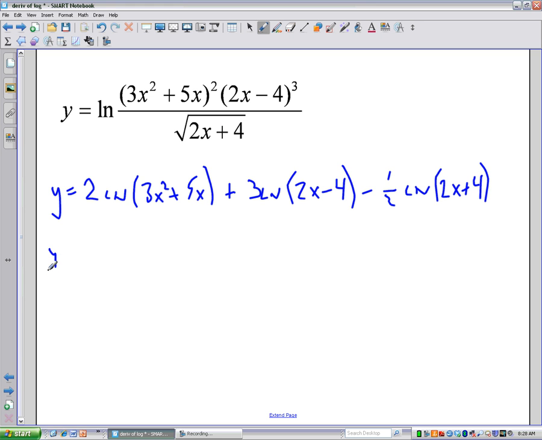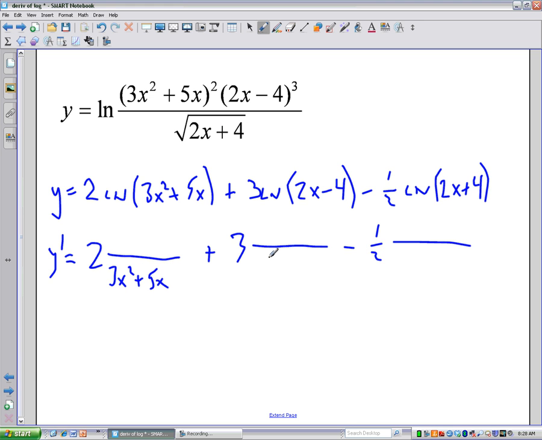So now I can do derivatives, and I can just do derivatives nice and easy. So 2 fraction plus 3 fraction minus 1/2 fraction. And what goes in the fraction? Well, on the bottom is u, and on the top is u prime. 6x plus 5, 2, 2.